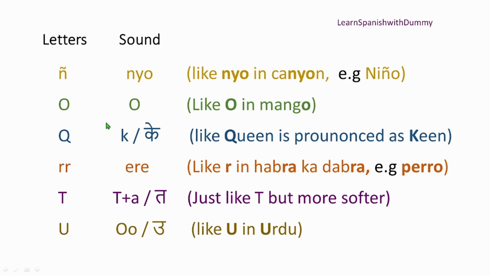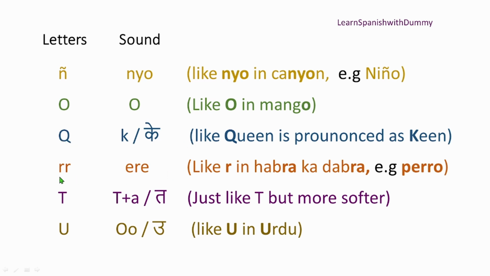Alright. We have the letter Q. Now the letter Q sounds totally different. In Spanish we say it que. It's pronounced as que. Like the word queen, right? A Spaniard would say it kin, because for him Q is K, so he says kin, not queen. Anything starting with Q would be K.